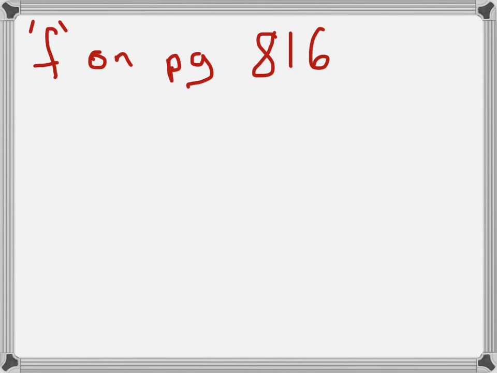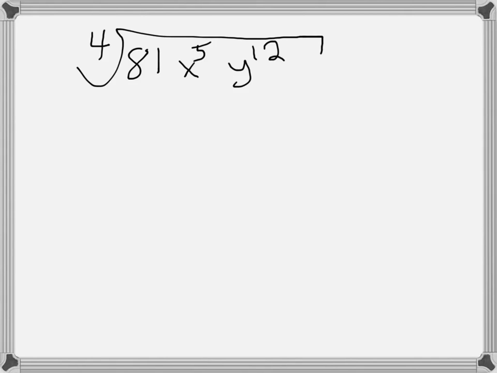So now we're going to look at letter F on page 816. So let's take a quick look at what that problem looks like. So we've got the formula copied down on the whiteboard right now. Notice that we have the fourth root here. What just happened? That was weird. Alright, notice we have the fourth root here. That is going to undo x to the fourth.